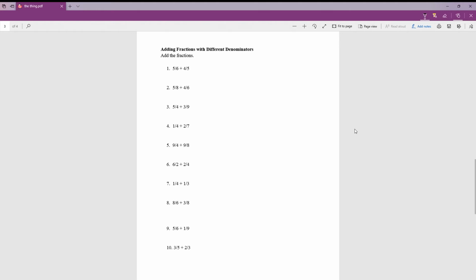Next up, we have adding fractions with different denominators. Add the fractions. So what you need to do here is find what's called the LCD, the least common denominator. So first of all, if you were to add a fraction with the same denominator, 1 over 2 plus 1 over 2, you would just add straight across and keep the denominator the same. So I'll get 2 over 2, which is equal to 1. But let's say I were to do 1 over 2 plus 1 over 3.